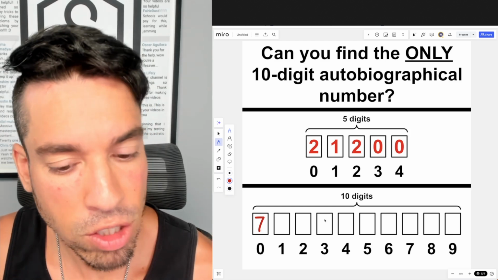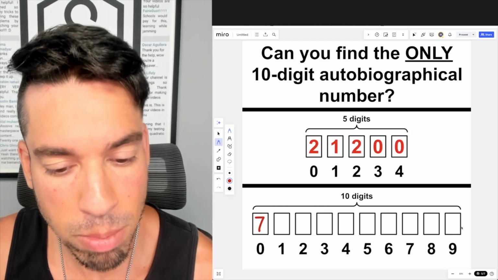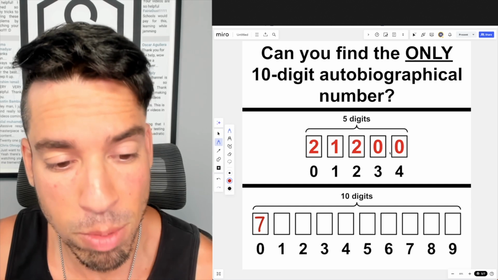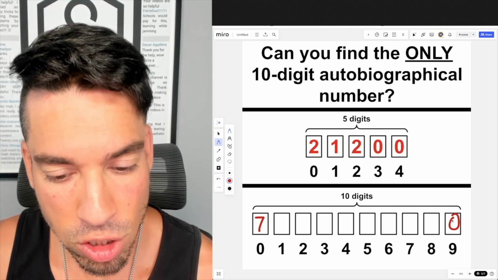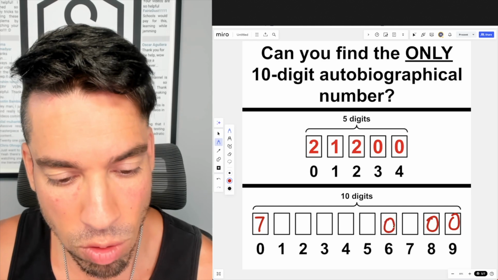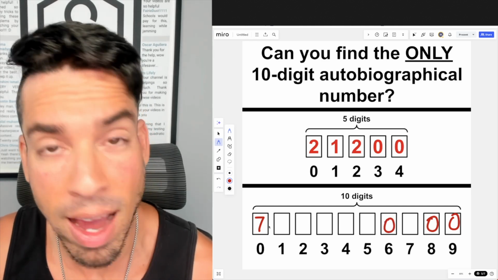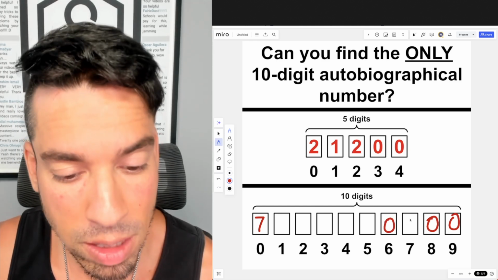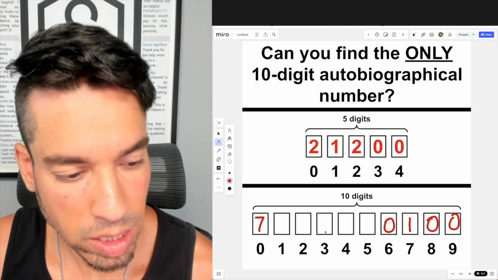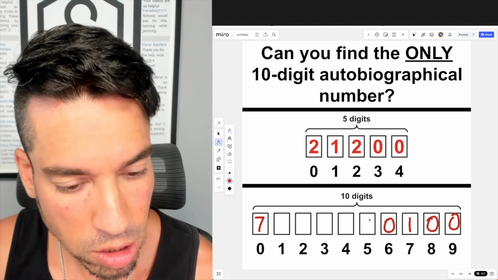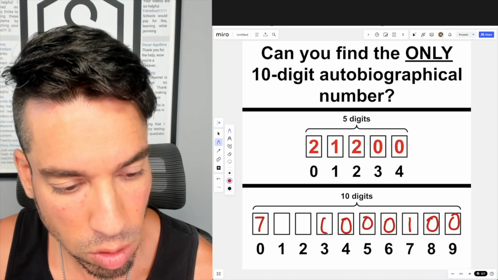Now, if we have 7 zeros, a lot of these larger numbers are going to have zeros because they're going to be problematic, just like 3 and 4 are problematic here. So we're going to have a 0, a 0, a 0. Why did I leave 7 blank? Because we have a 7 here. So that would mean that we would need a 1 up here. And now we have 3 zeros. We need 4 more to make this true. So let's say we go 1, 2, 3, 4.